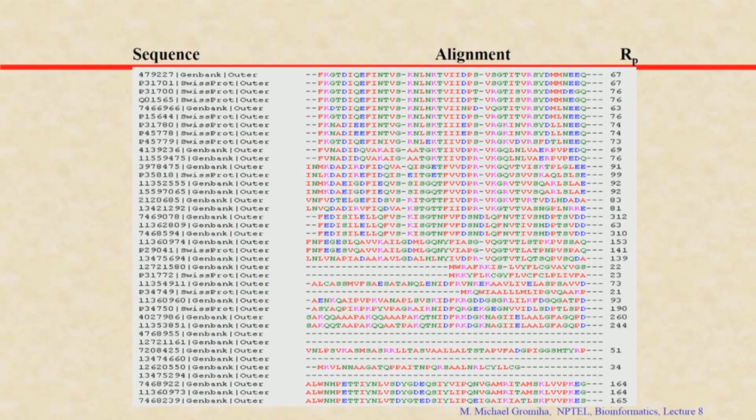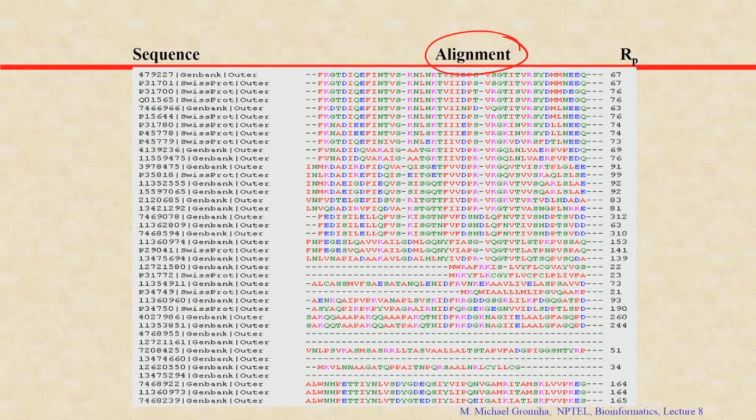From this figure we can see how different sequences are aligned. If you see this one, these are the different sequences we gave, and the next one is the alignment, showing how they are properly aligned, and then you can see the residue positions in each sequence.